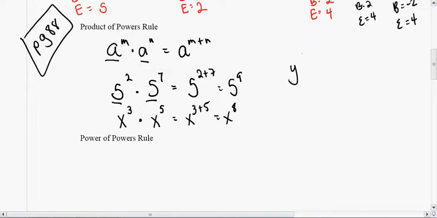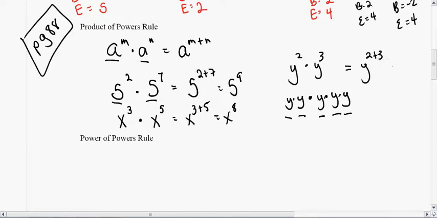Say I have y squared times y cubed. Well, y squared is really y times y, right? I've got two y's being multiplied together, and y cubed is just three y's: y times y times y. So altogether I've got 1, 2, 3, 4, 5 y's. So when I'm multiplying them together, really I'm just counting up the number of y's I've got altogether, or adding the exponents, 2 plus 3. So y squared times y cubed is y to the 5th power, and that's the answer. So that's the product of powers rule, where you're just adding the exponents.